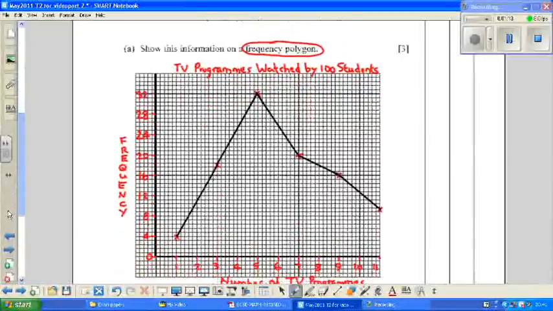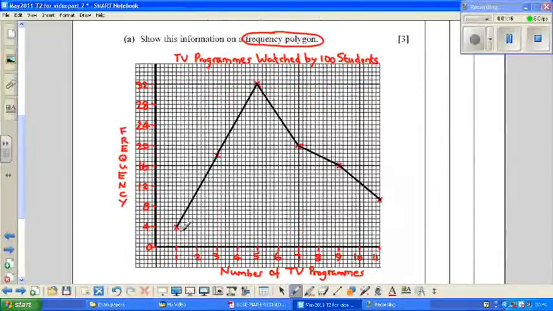So have a look at the actual frequency polygon then. So remember, it's important that you plot the midpoint of the group. So it's 1 and 4. That's the point we plot for that. The second point was 3 and 18. That's the point we plot for that. The third point, the midpoint, was 5 and 32 is the frequency. Then 7 and 20, 9 and 16, and the last one was 11 and 10.